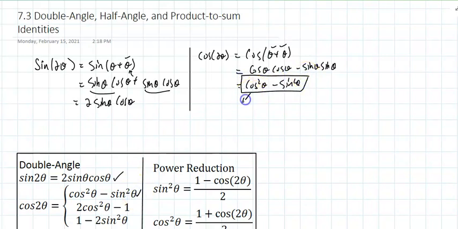Somebody might look at this and say, wait a minute, can't I say that's the cosine squared of theta minus, instead of sine squared, can't I say that's 1 minus the cosine squared of theta? So that's the cosine squared of theta minus 1 plus the cosine squared of theta. And that would be twice the cosine squared of theta minus 1, which is right there.